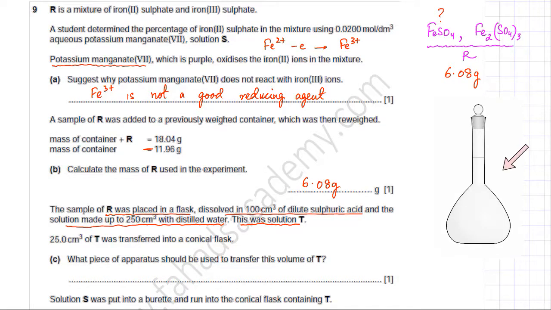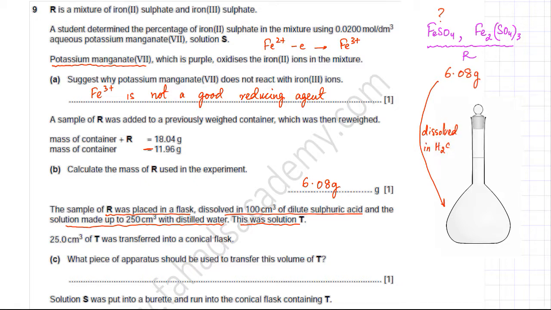So here is my volumetric flask over here. I'm going to put this R, this 6.08 gram sample, in this. I'm going to dissolve it in sulfuric acid. Remember, dissolving it in sulfuric acid would not produce a reaction because FeSO4 already has sulfate ions, so there wouldn't be any reaction. So it's being dissolved in H2SO4.